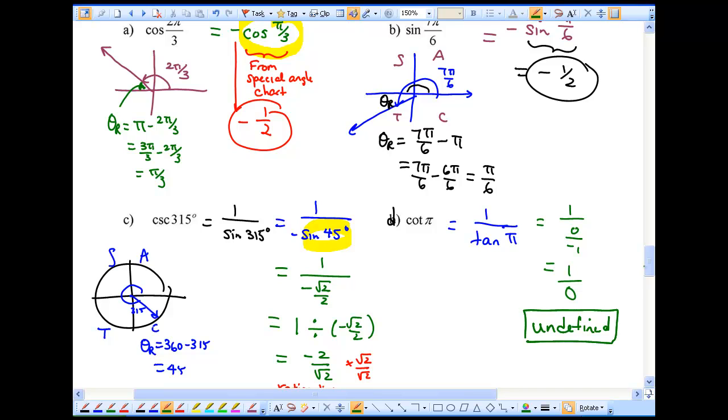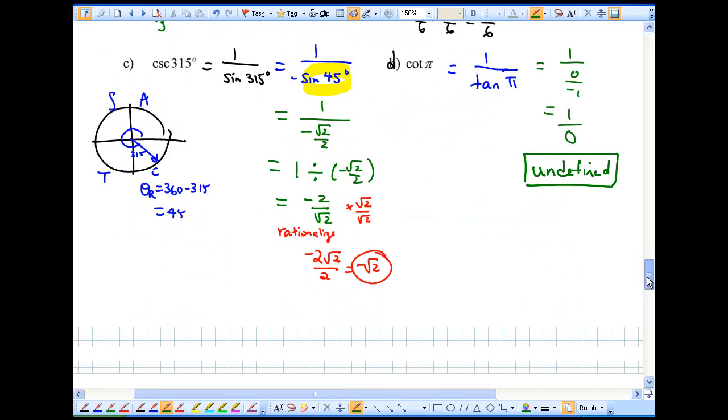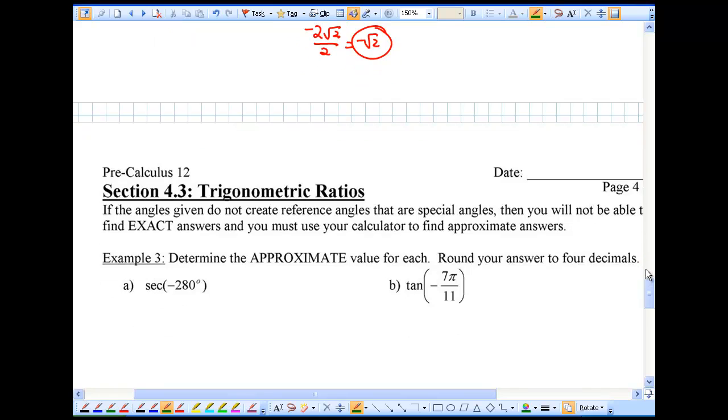Okay. Now you might be thinking, Mr. Lee, do they all have this special angle property? Nope. So if you turn to the next page, once again, most answers actually aren't special angles. They are approximate values. Yes, approximate values. So I guess what you need to do here is actually just use your calculator, because that's all you can do.